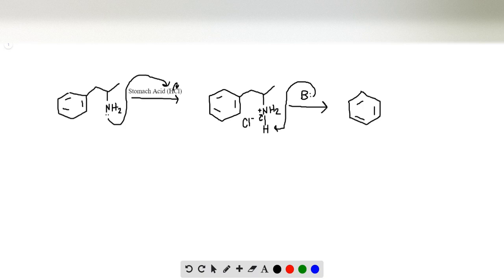B is not boron. This is just any general base. They didn't tell us what base is used within the intestines, but B stands for base, not boron. So that gets us back to the amphetamine we started with.